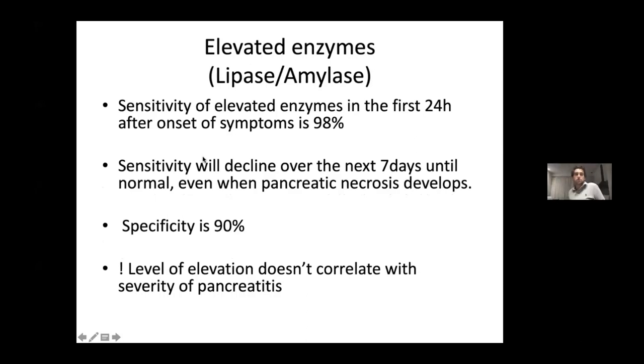So the elevated enzymes, the enzymes we're talking about are lipase and amylase, have quite a high sensitivity in the first 24 hours after onset of symptoms. We have to realize that they will decline in the week after the first symptoms occur. So sometimes people come to the emergency room a bit later, and there might be already a decline in the enzymes. So you need to realize that. And the level of enzymes doesn't really correlate with the severity of the disease. So you can have very high enzymes, but still have a mild pancreatitis.